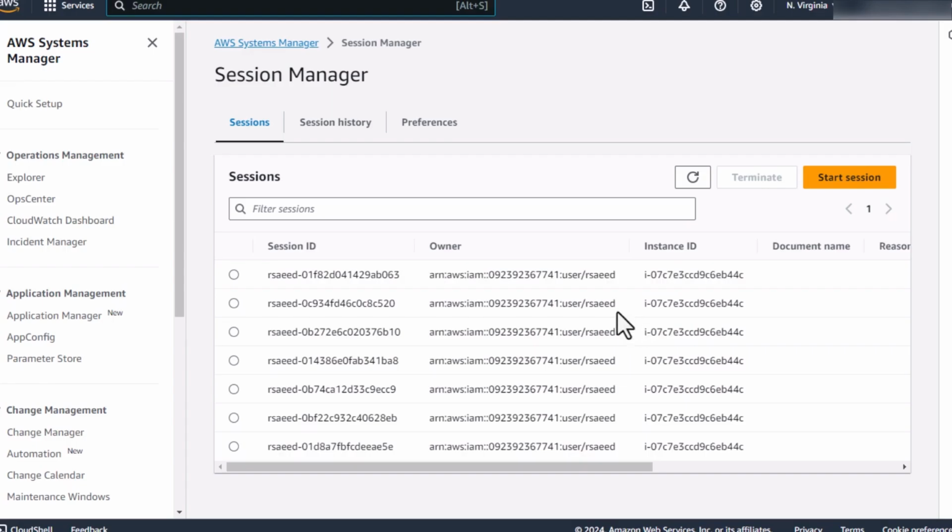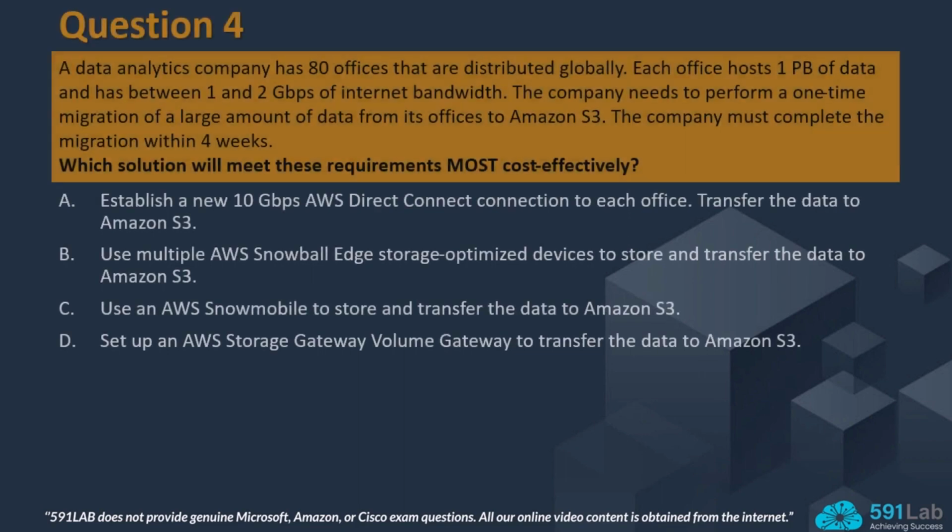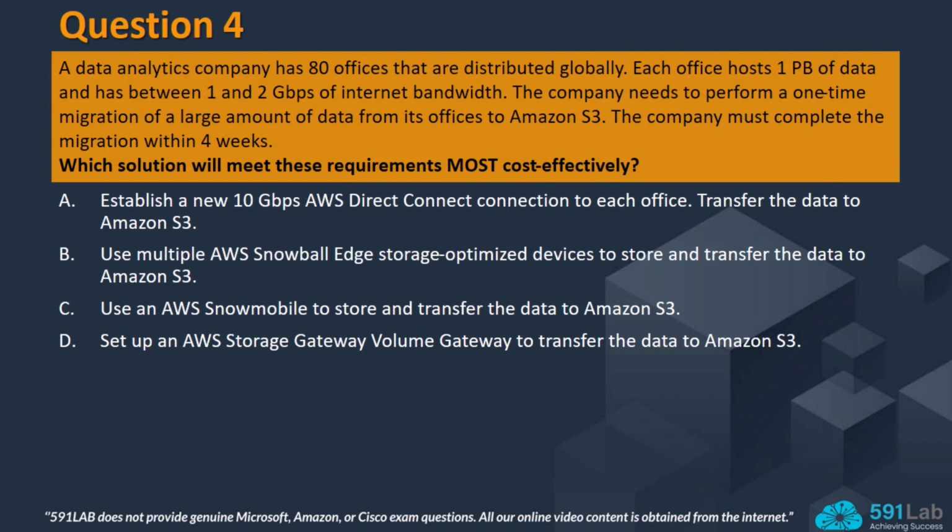Alright, this is it. So let's jump into the next question. Question number 4. A data analytics company has 80 offices that are distributed globally. Each office hosts 1 petabyte of data and has between 1 and 2 Gbps of internet bandwidth. The company needs to perform a one-time migration of a large amount of data from its offices to Amazon S3. The company must complete the migration within 4 weeks. Which solution will meet these requirements most cost effectively?